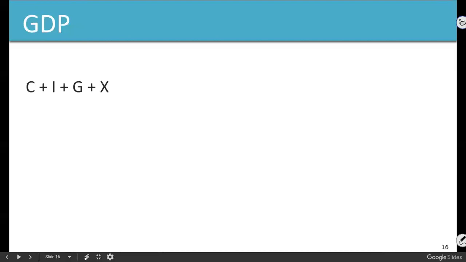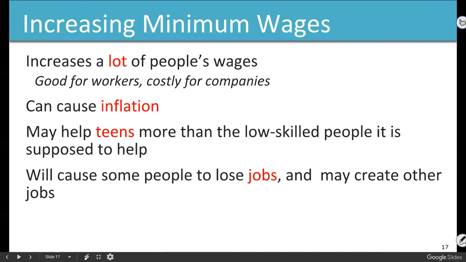The GDP, our economy overall, is all the spending the households do, the spending the businesses do on investment, the spending the government does, and net exports. We're coming up on that, though we haven't quite got to this test yet.